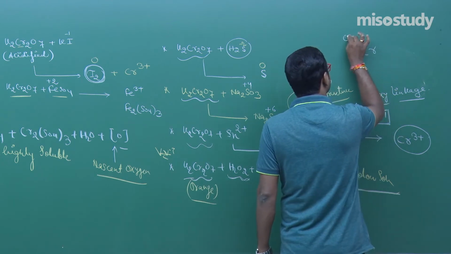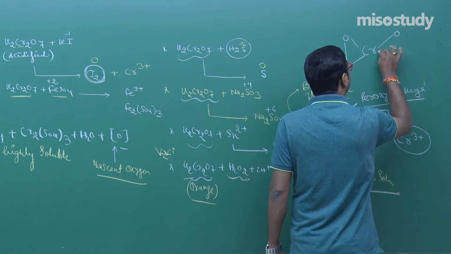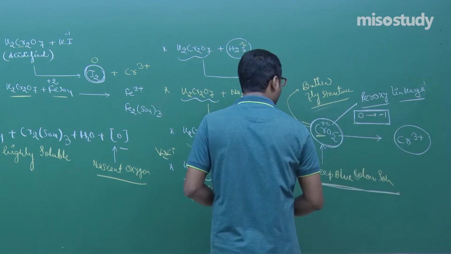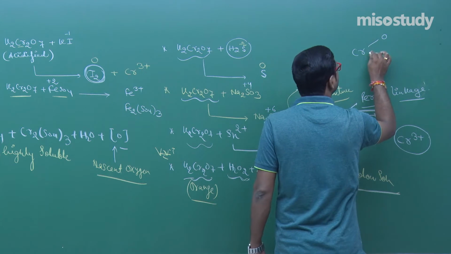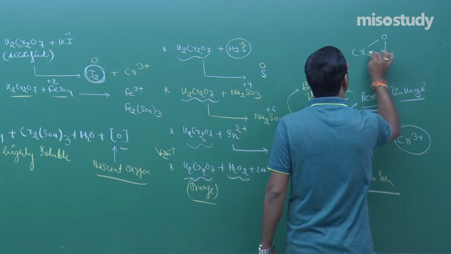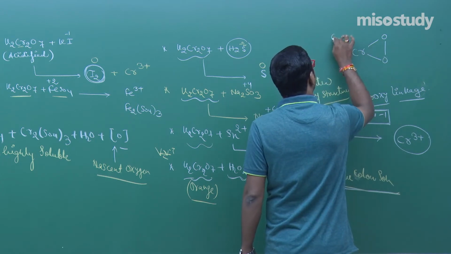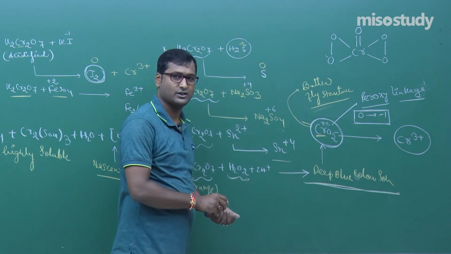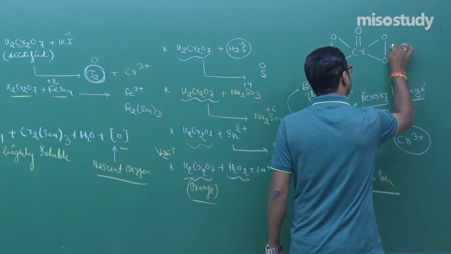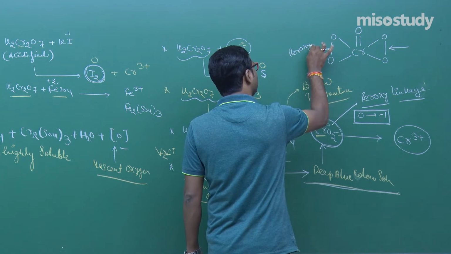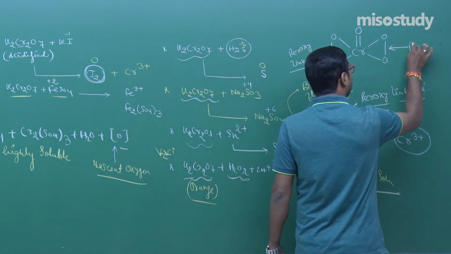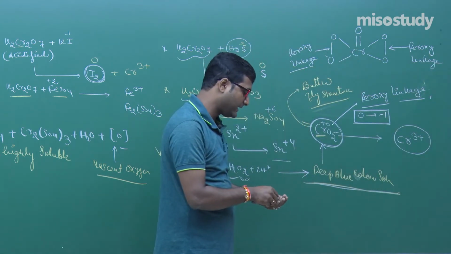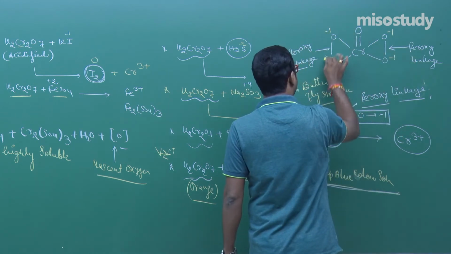Chromium, like this, chromium, oxygen, then double bond, oxygen, peroxy linkage, wait for a moment, O, O, O, then 1, 2, 3, 4, this is the peroxy linkage structure. Clear to you? This is the peroxy linkage, my friend. And in peroxy linkage, oxygen has oxidation state -1, -1, -1 and -1.